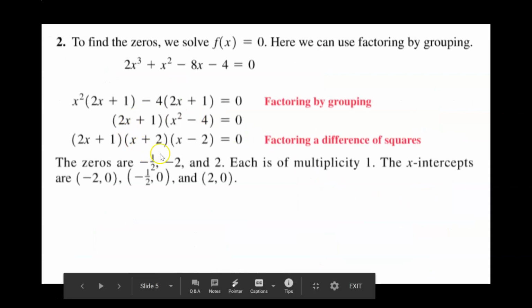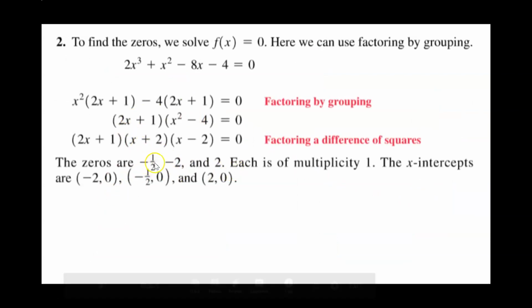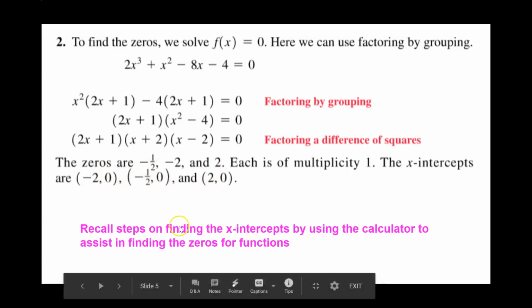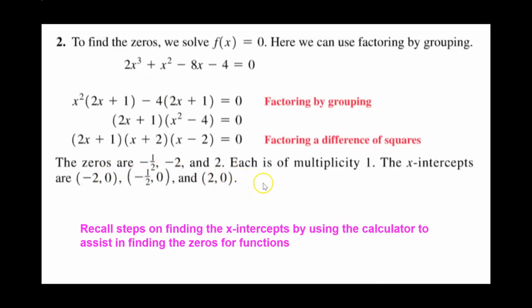So we find the zeros here. This is where I factored and got these on the whiteboard: -1/2, -2, and 2. Make them into x-intercepts by putting the 0 in the y-coordinate spot. And if you can't factor, again, use the calculator to figure out your zeros. Each of these has a multiplicity of 1 because it only occurs one time. Here's -1/2, -2, and 2, all are 1, so they all have multiplicities of 1 for this one.